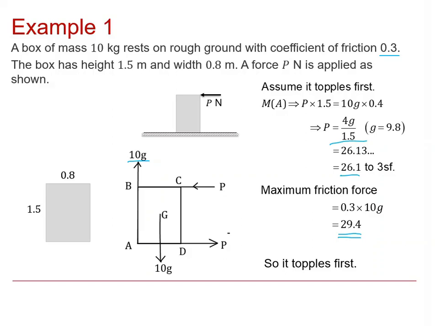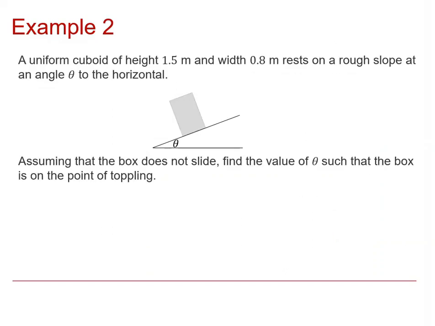Fine. Let's now think about something a bit more complex, but which will be clearly related. Now look at a box with no force pushing it, but rather it's on a plane whose inclination is increased. So there we are, a uniform cuboid, dimensions given, on a rough slope, at an angle theta to the horizontal. If we assume it doesn't slide, which means that the coefficient of friction is big enough for our purposes, we want the value of theta at which it starts to topple.